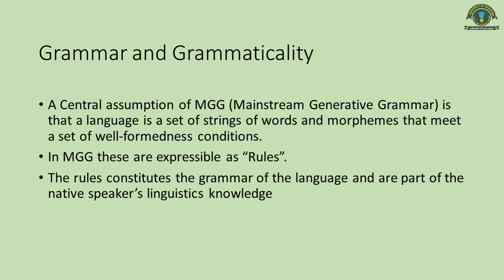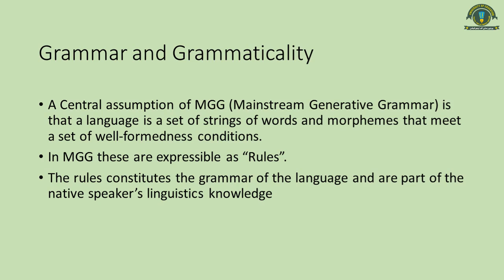According to mainstream generative grammar, language is a set of strings of words and morphemes. In MGG, these are expressible as rules. The grammar is a rule book. If grammar is to be considered a rule book, these are the rules to follow in order to make strings of words and morphemes, and how these words and morphemes are put together to make a continuous whole, to create continuous expressions.